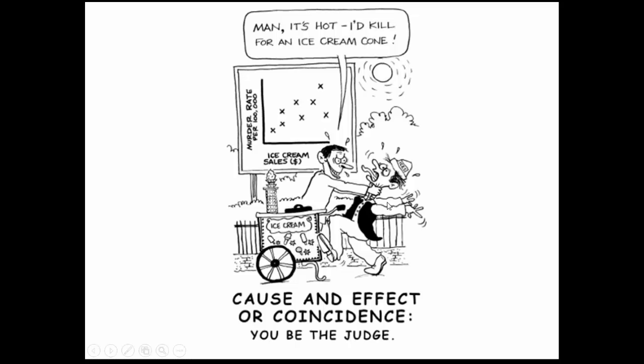So here's a funny cartoon. "Man, it's hot. I'd kill for an ice cream cone, right?" So this is suggesting that you want ice cream, so you're going to commit a crime to get it, and that's why we see that strong positive relationship. But in reality, it's sweltering hot, and as it gets hotter, crime rate goes up, and ice cream sales go up as well. So you see a nice little scatter plot there. I think that's a perfect illustration of that strange, strong positive relationship between crime rate and ice cream sales.